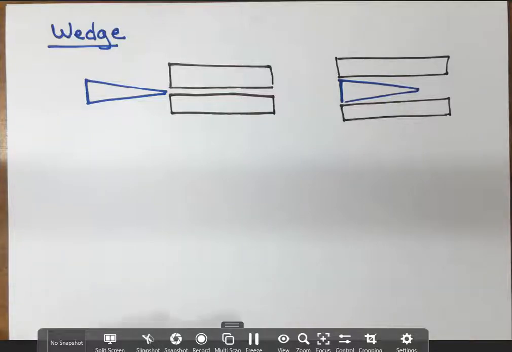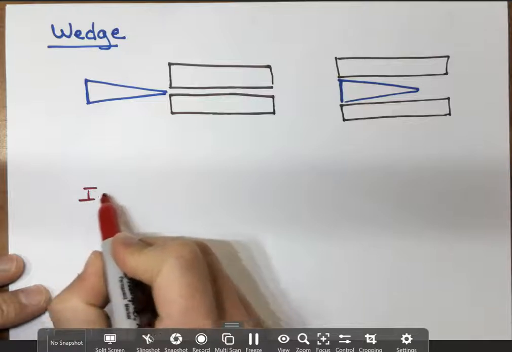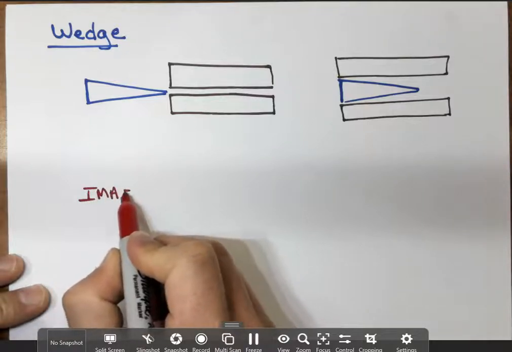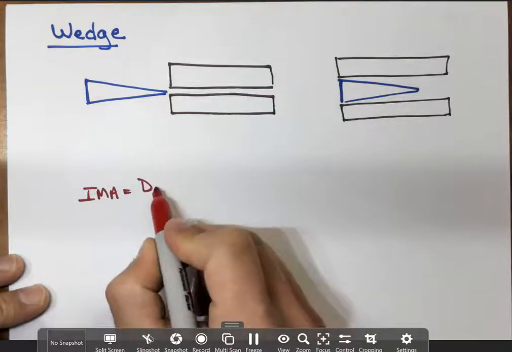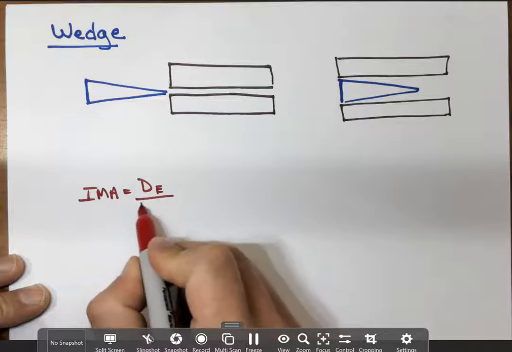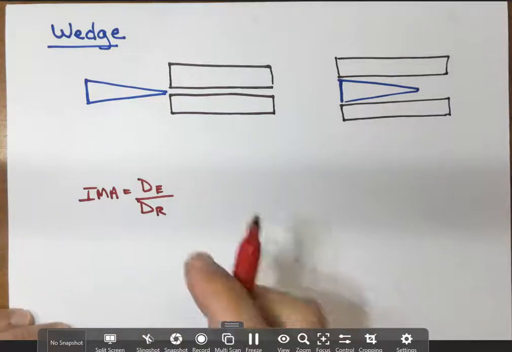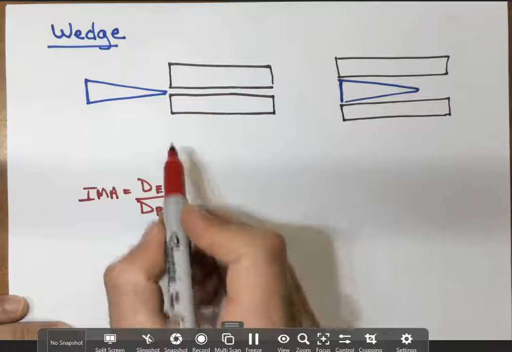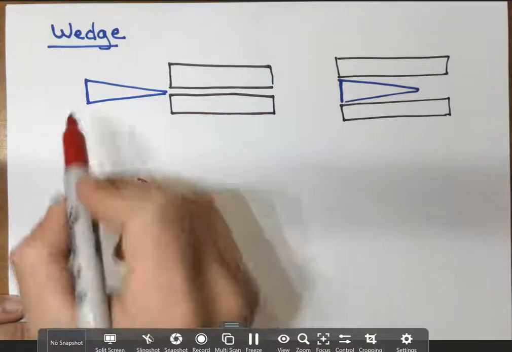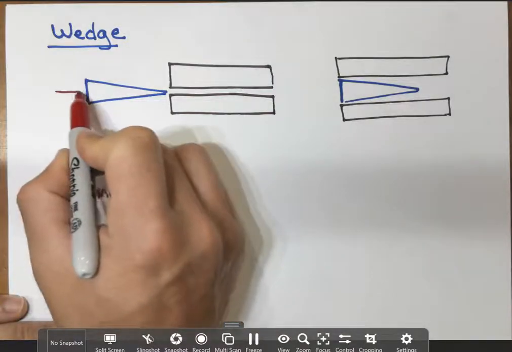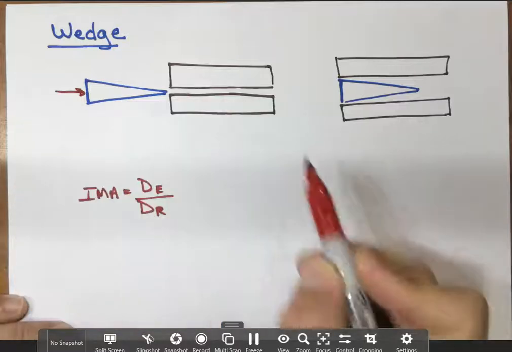So let's think about the ideal mechanical advantage. Ideal mechanical advantage of a simple machine is the distance the effort travels divided by the distance of the resistance. Okay? Well, the effort, we'll start there. Think about this wedge and the effort. We're going to apply an effort back here, right? We're going to drive this wedge.